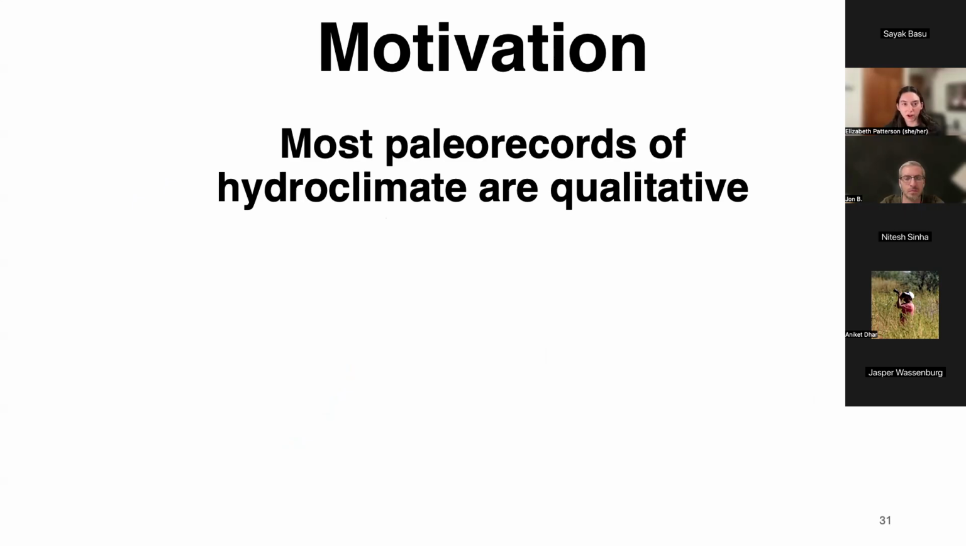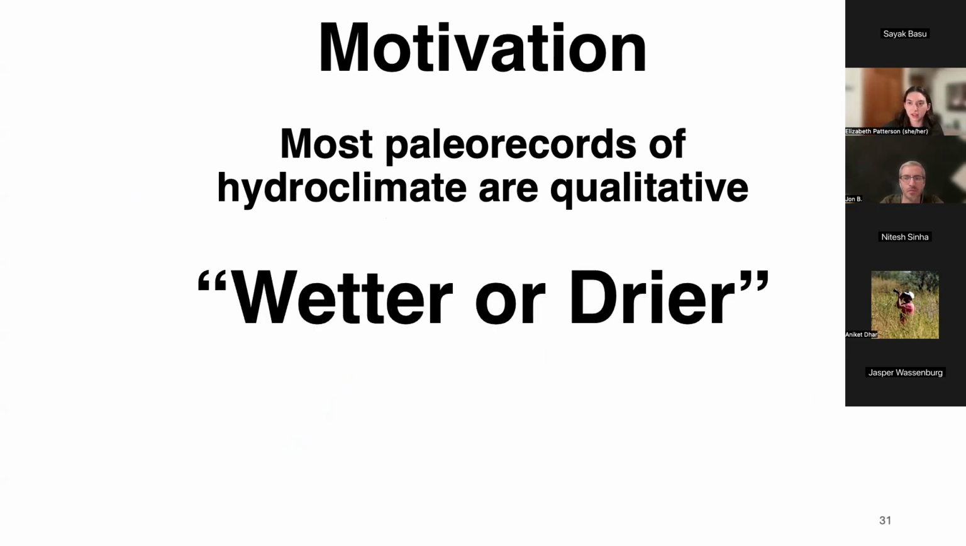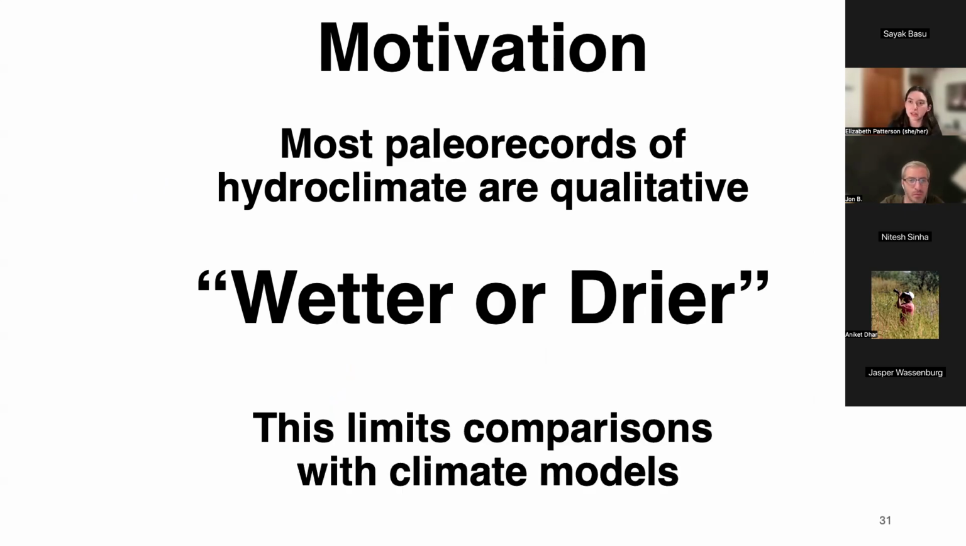So the motivation for this part is that most paleoclimate records of hydroclimate are qualitative, and this includes speleothems. What I mean by that is most proxies describe things as wetter or drier, which is very powerful and very valuable, but can limit comparisons to climate models a bit. You can comment whether the climate models are getting the sign of the hydroclimate change right, but it's a little bit harder to comment on whether the climate models are getting the magnitude of precipitation change correct. And if we can't narrow that down, it's going to limit how confident we are with the climate models in future projections.